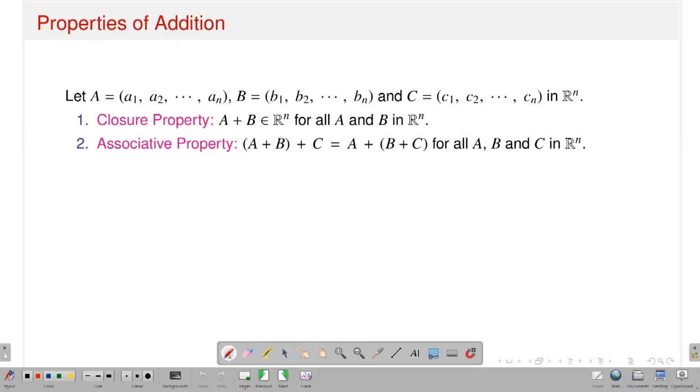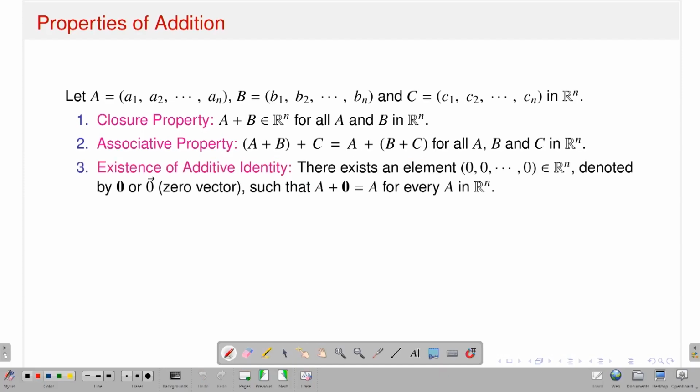The next property is the associative property. A plus B, first you add A plus B, then add with C, is equal to first adding B plus C and then adding with A, for all A, B, C in Rn. So, this is the associative property. The order in which we are adding these three vectors does not matter because they are going to yield the same value.